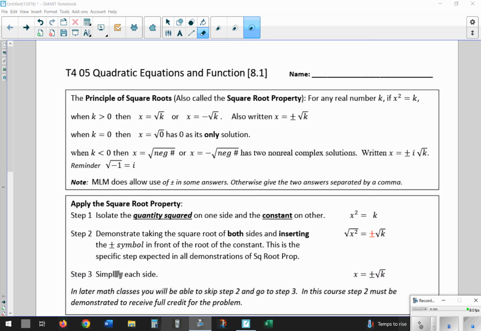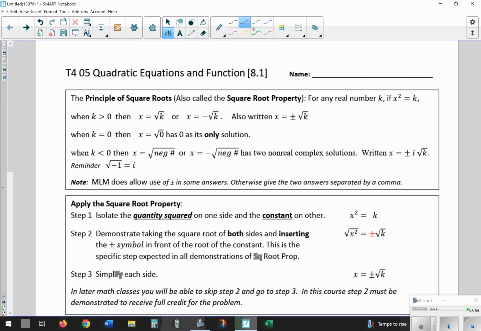So our principle of square roots, as this book calls it, I call it the square root property, says for any real number k that if we can rewrite it as x squared equal to that number, then one of three things is going to happen. If it's a positive number, then we can have two roots, the positive root and the negative root, and we can write that as the two separate values.